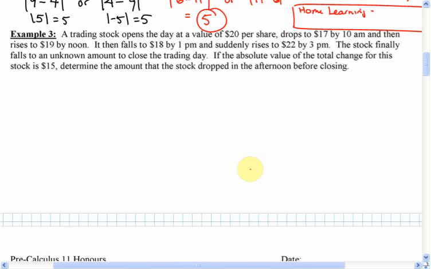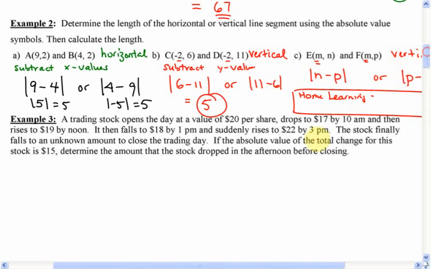Okay, everybody. So we left off last day. Gentlemen, I want to start. We left off last day with example number 3 about this absolute value stuff, and I want to show you an example of how you might see absolute value in real life.